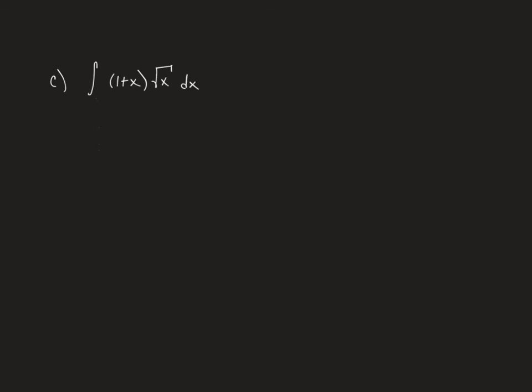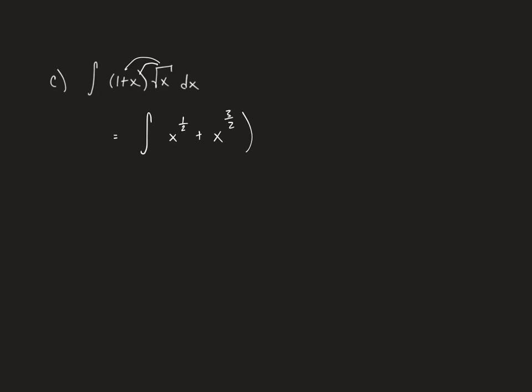So when I distribute and rewrite this, I'm going to have the integral of x to the 1/2, because x to the 1/2 times 1 is x to the 1/2, and then I have x to the 1/2 times x to the first, so I'm going to add those exponents, x to the 3/2.